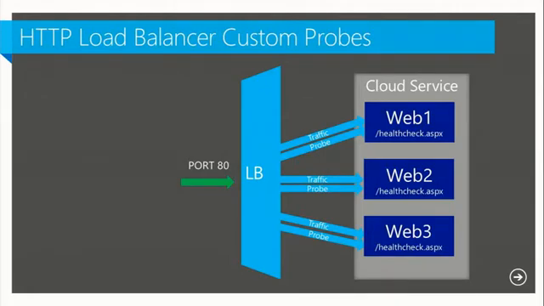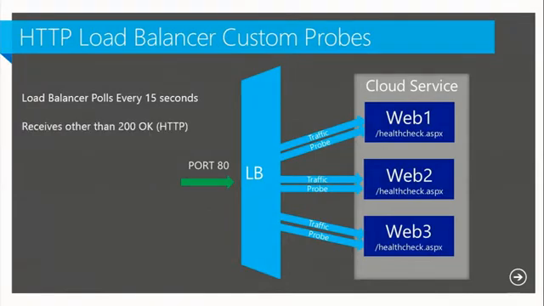So HTTP works pretty interesting. What we can do is a load balancer basically is going to poll virtual machines, your health check page, every 15 seconds. So if your page returns anything other than 200, which 200 means okay in HTTP lingo, so if it returns a 500, a 401, access denied, whatever, the load balancer is actually going to stop sending that node traffic.